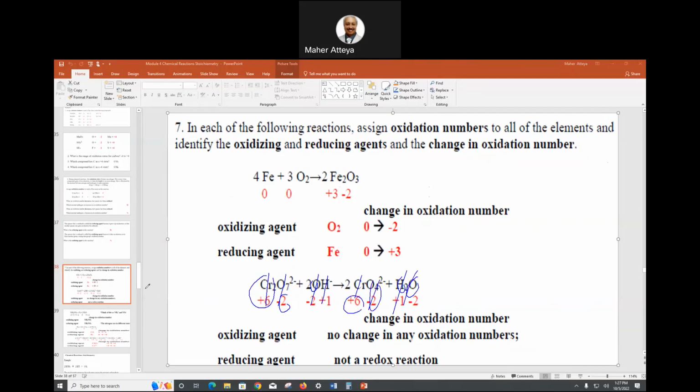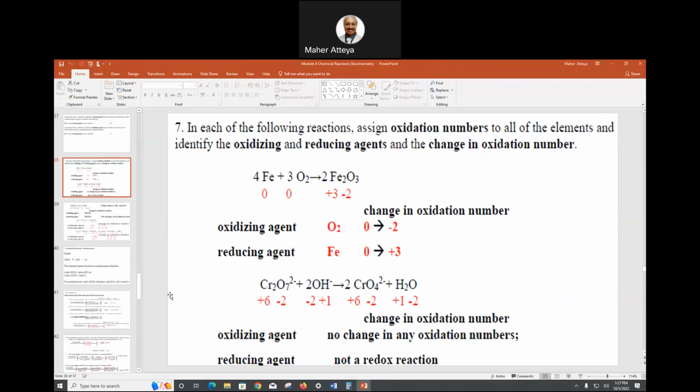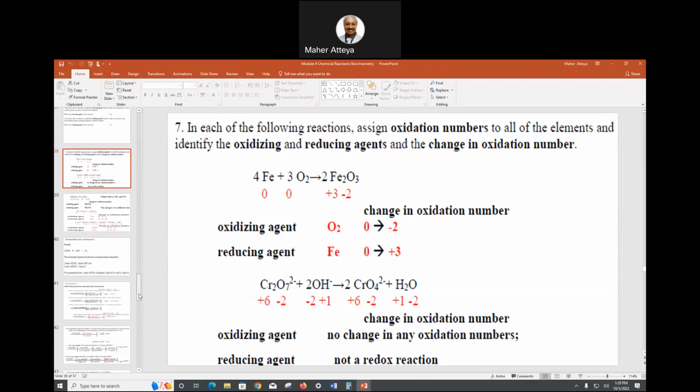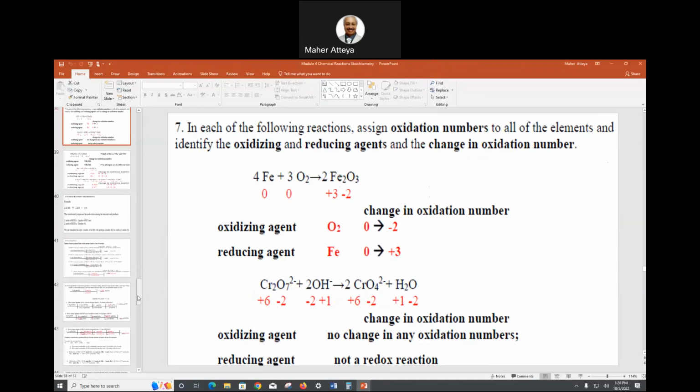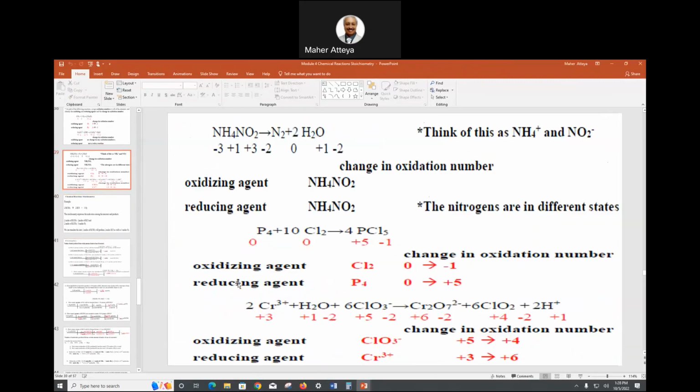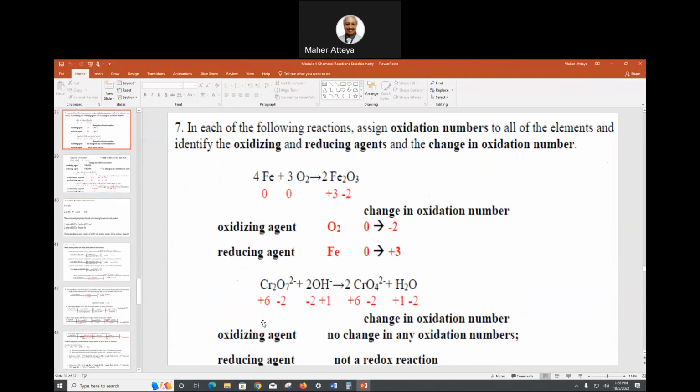What's the answer of yours? There is no change in the whole thing, correct? So therefore, in this type of equation, we don't have any oxidation reduction reaction, because nothing changed. In order to have oxidation reduction, we have to have change. One will increase, the other one will decrease, but there's no increase or decrease in charges, and therefore the answer is there is no change. So this equation is not an oxidation reduction equation.